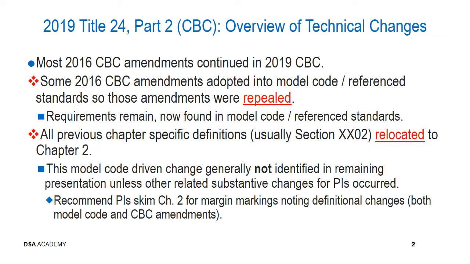It's also worth noting that all previous chapter-specific definitions, which usually were in section 02 for a given chapter, have been relocated to chapter 2 of the overall building code. This model code-driven change generally is not going to be identified for the remaining presentation unless there are other related substantive changes that the inspector should be aware of. Therefore, it's recommended that project inspectors skim through Chapter 2 for margin markings to identify changes both from the model code as well as CBC amendments compared to the previous edition.